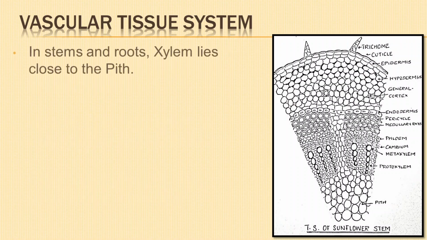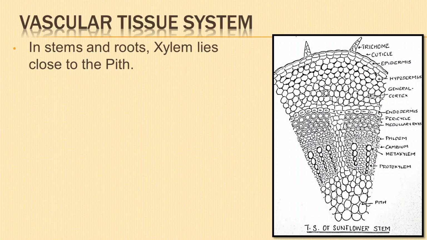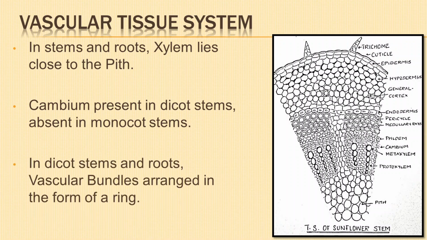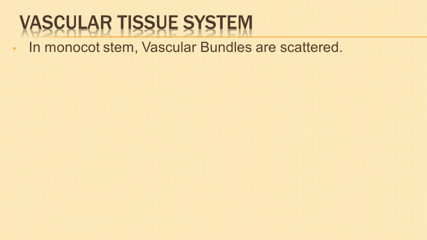In stems and roots, the xylem lies closer to the pith, while phloem lies towards the exterior part. In dicot stems, meristematic cells called cambium are present in between the xylem and phloem. Cambium is absent in monocot stem. The vascular bundles in dicot stem and root are arranged in a circular ring. In monocot stems, the vascular bundles are scattered in the ground tissue.